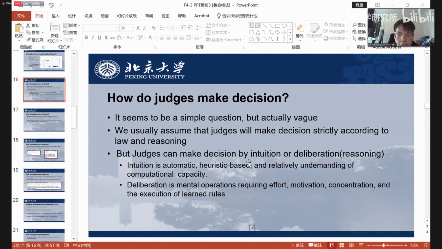So actually, intuition and deliberation are two very different and contrasting processes. Intuition is automatic, heuristic-based, and really undemanding of computational capacity. Deliberation is a mental operation requiring effort and motivation, and needs the human to execute learned rules.